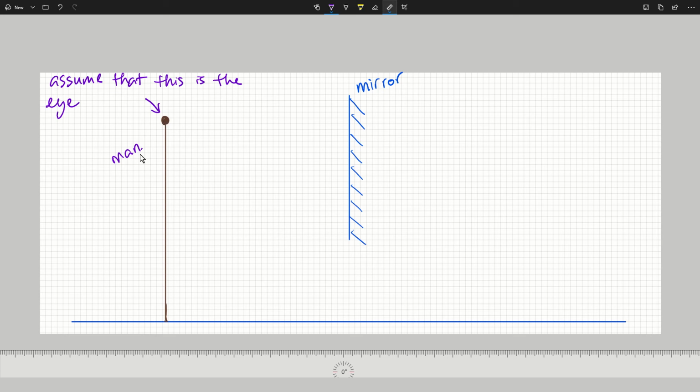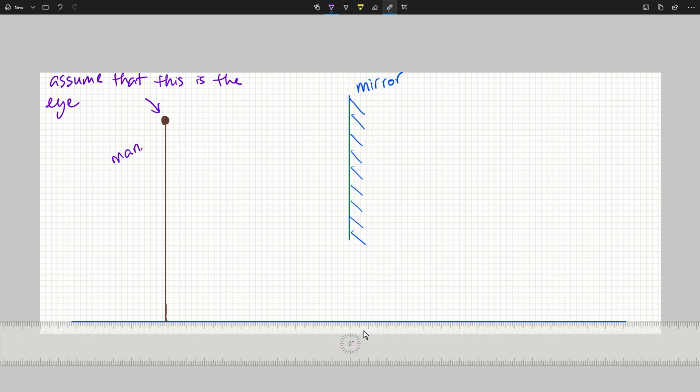So over here we have a man and a mirror. As you can see, the mirror is not the full height, but the question is, what is the minimum height needed for the man to be able to see his full height in the mirror? Now, first step, we need to locate the image of the man in the mirror.